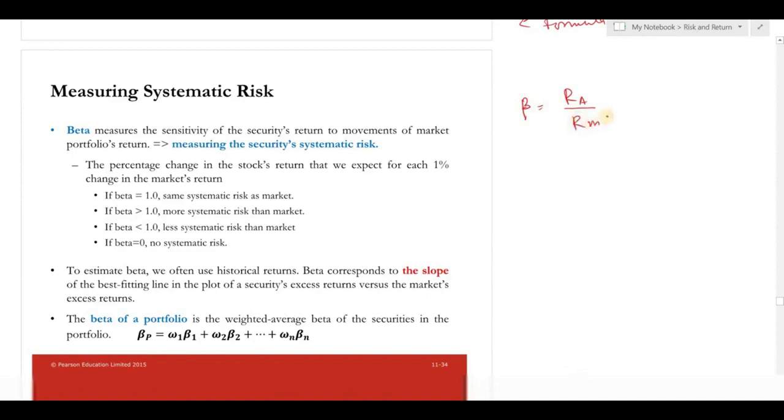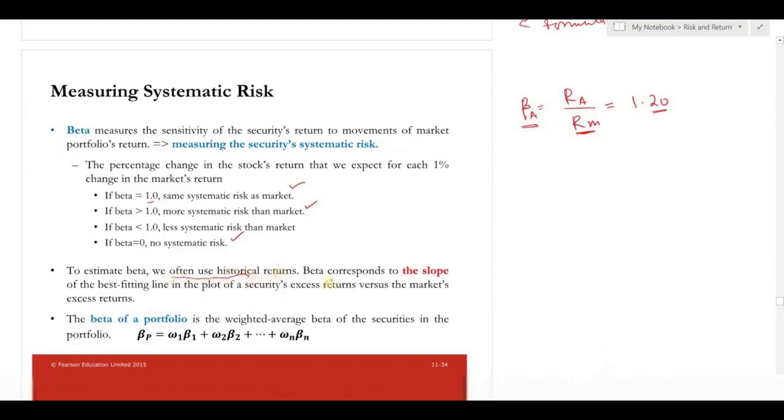Okay, so if beta is equal to 1, it means the same systematic risk as the market. If beta is greater than 1, more systematic risk of that particular stock than the market. If beta is less than 1, it means less systematic risk. If beta is equal to 0, then no systematic risk. For instance, if the answer is 1.2, it means this stock is 20% more risky than the market portfolio. Okay, so it means you are earning more from this stock than the market. Okay, to estimate beta we use historical returns.